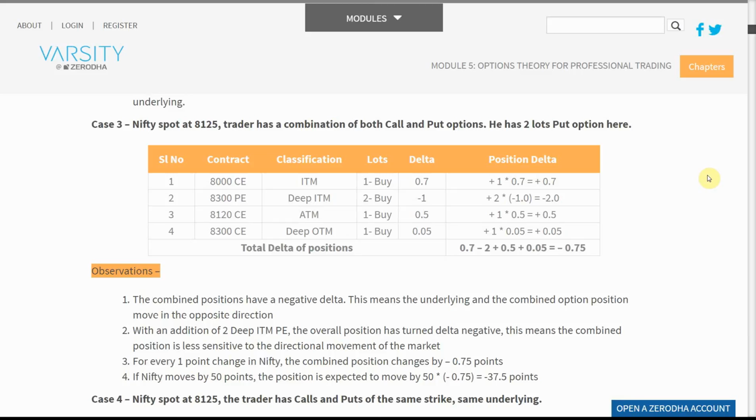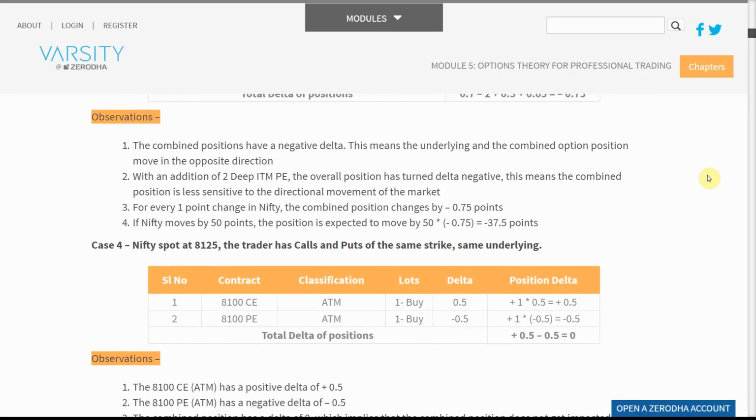Observations. The combined positions have a negative delta. This means the underlying and the combined option position move in the opposite direction. With the addition of 2 deep ITM puts, the overall position has turned delta negative. This means the combined position is less sensitive to the directional movement of the market. For every 1 point change in Nifty, the combined position changes by 0.75 points. If Nifty moves by 50 points, the position is expected to move by 50 * 0.75 = minus 37.5 points.